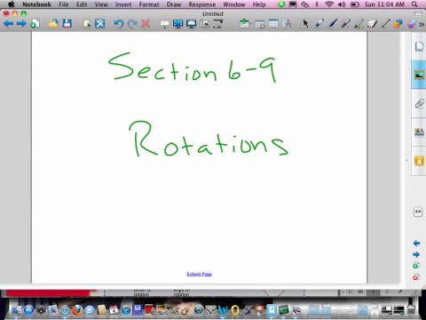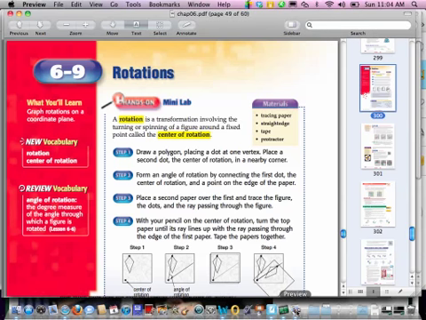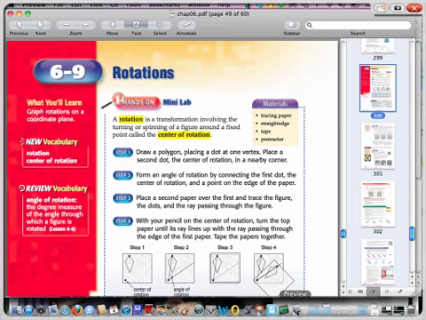All right, the last section in this unit, section 6.9, and this is on rotations. If we're looking at our vocab once again, make sure we get these two new vocab terms into your notes. What we're trying to work on is how to graph rotations on a coordinate plane. When we're talking about a rotation, what we mean is it's a transformation, so we just did that, involving turning or spinning of a figure around the center of rotation, which is a fixed point.